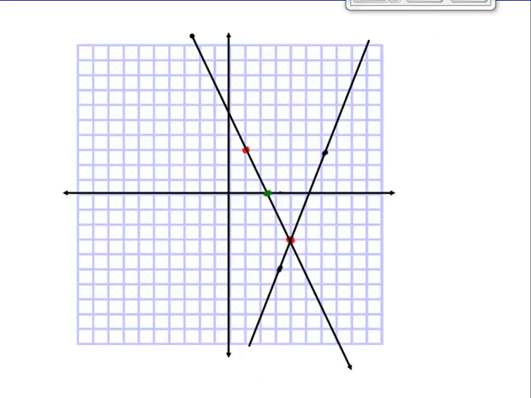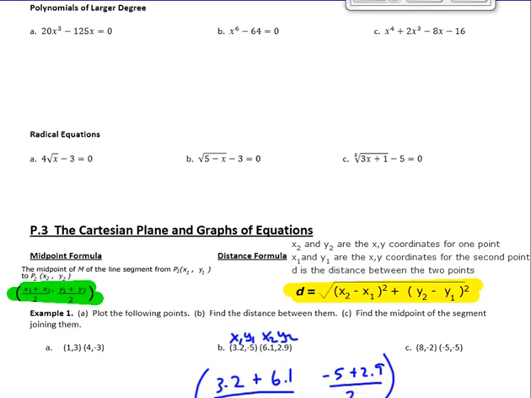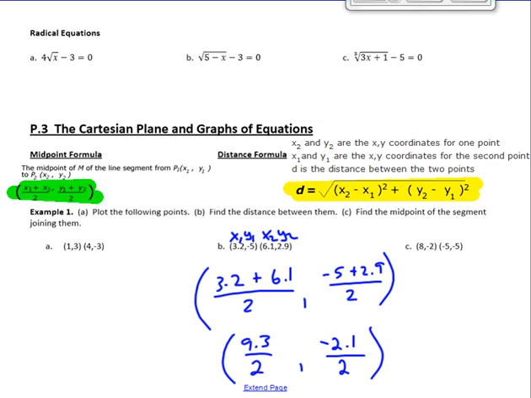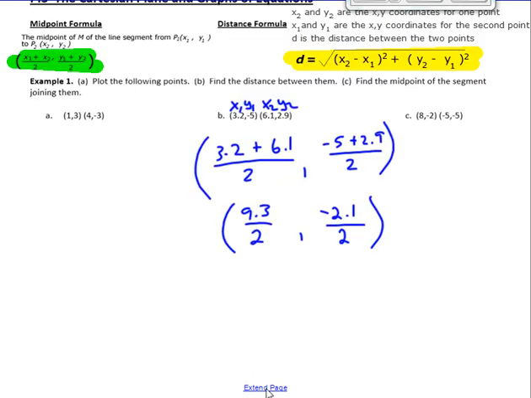Let's take a look at this graph again. So that says that the midpoint is about this point right here. I was off a little bit when I was looking at it. I was thinking it was a little bit lower than that, but now that we did the midpoint formula, it actually looks like it's the midpoint. Let's go back and finish up this part B problem by completing the distance formula.